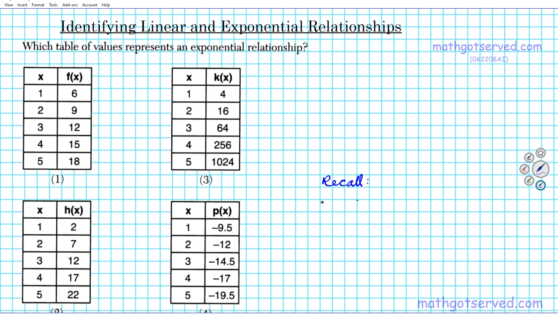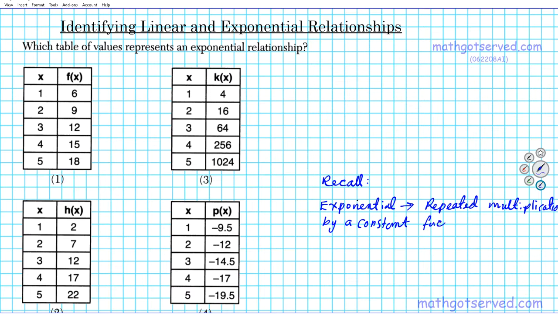When you have an exponential relationship, what's the identifying feature? For an exponential relationship, you have repeated multiplication. That is how the terms are generated. All right? Repeated multiplication by a constant factor.